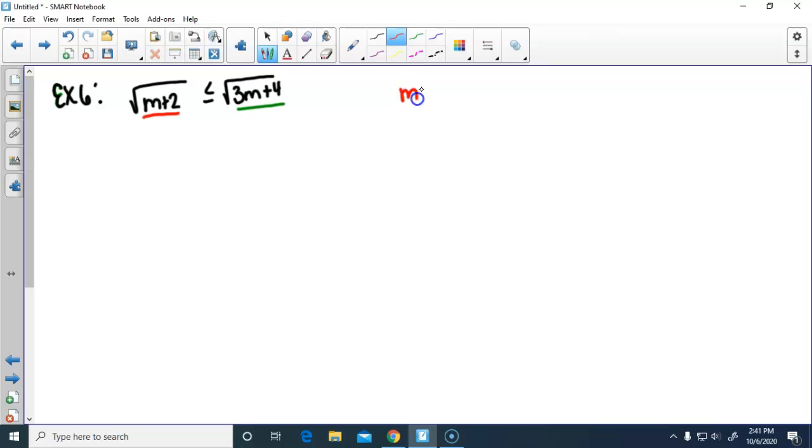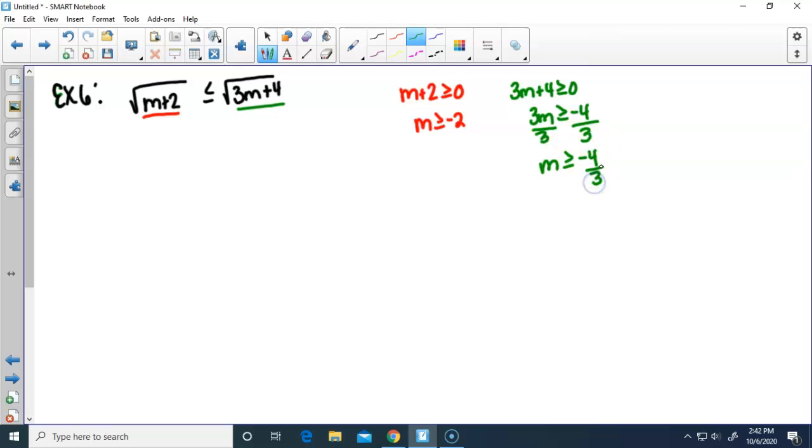So we know that m plus 2 has to be greater than or equal to 0, which means that m has to be greater than or equal to -2. We also must consider that 3m plus 4 has to be greater than or equal to 0, which of course means that 3m is greater than or equal to -4. And if you divide by 3 here, then m is greater than or equal to -4/3. So we're going to just keep that in the back of our mind. We're going to go ahead and solve here.